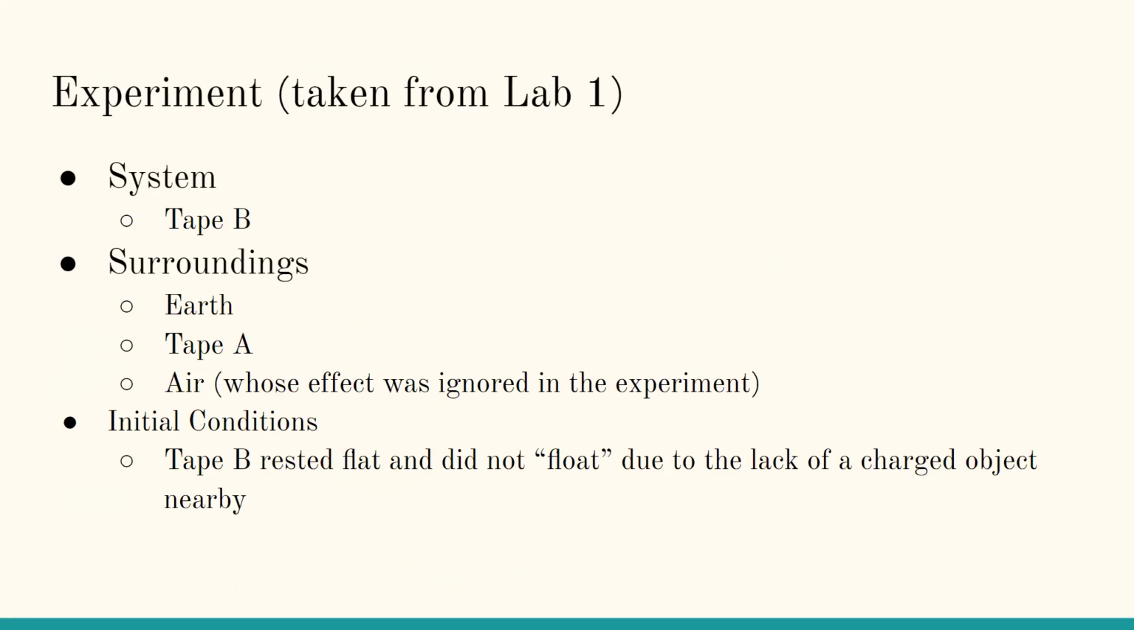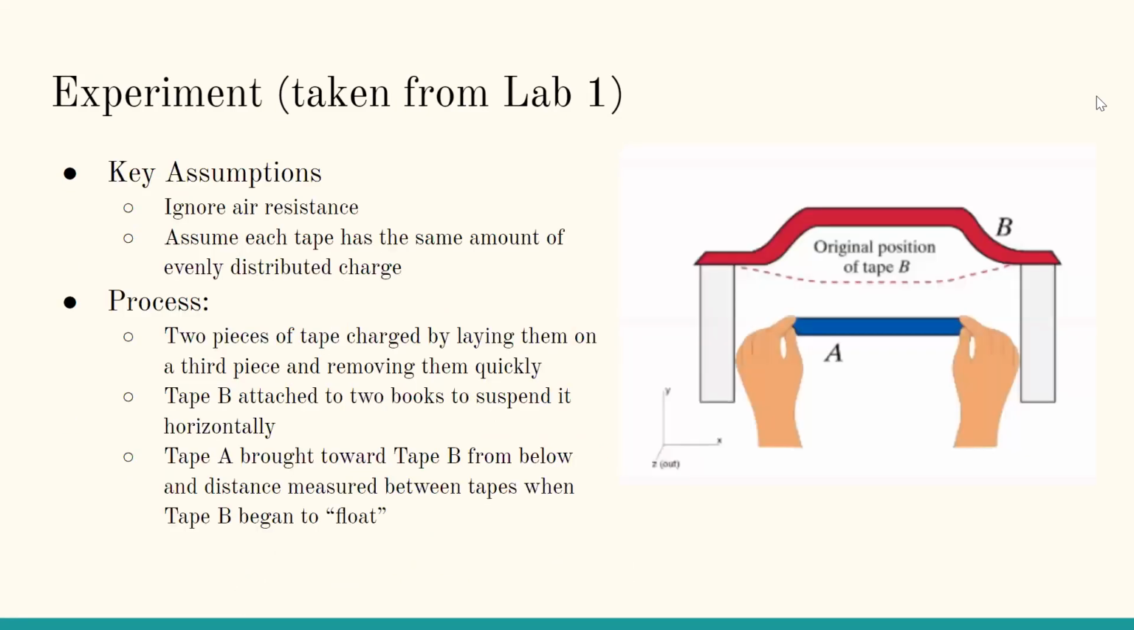So the system for this was tape B, or the higher tape, and the surroundings were the earth, the other tape A, and the air. The initial conditions were that tape B was rested flat and it did not float due to the lack of a charged object nearby. The key assumptions needed for this lab are, first, that we ignore air resistance, and secondly, we assume that each tape has the same amount of evenly distributed charge.